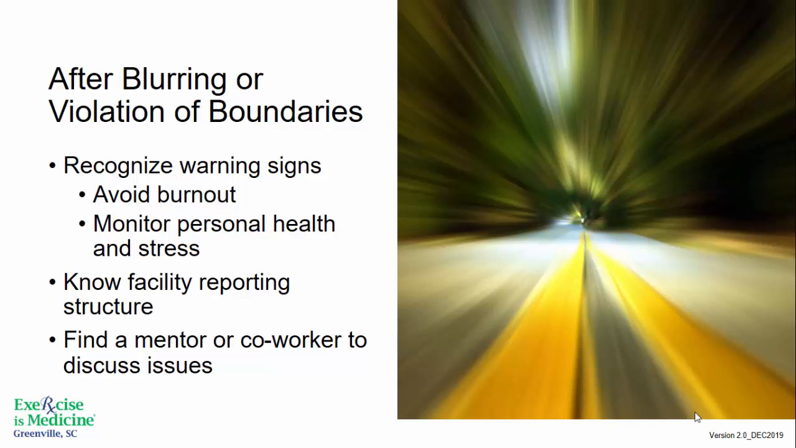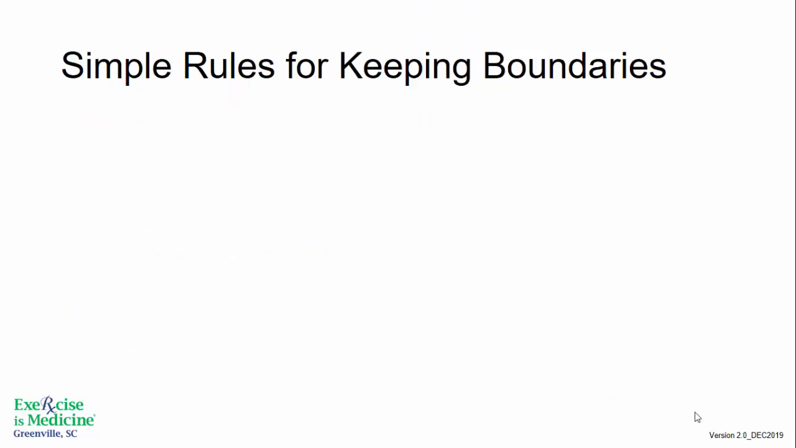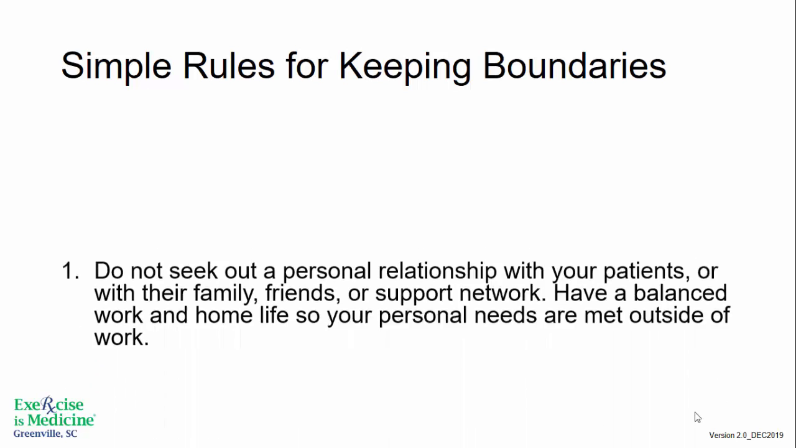Finally, find a mentor or coworker that you can discuss potential issues with to help support you in your work and professional development. Having a sounding board can help shine the light on possible blurred boundary lines and help you adjust to future violations. Over the next several slides, we'll review this list that will provide you with 13 simple rules for keeping and maintaining professional boundaries. These have been adapted from the Acquired Brain Injury Outreach Service.